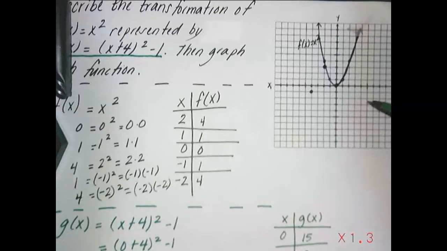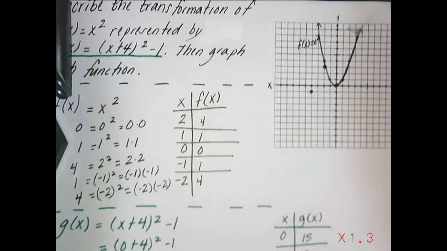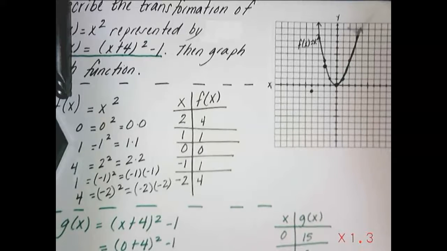Okay, so things have shifted a whole lot. We went from the origin down to a -1. Let's see if we go further down. I would plug in a -6 maybe to see what's going to happen here.